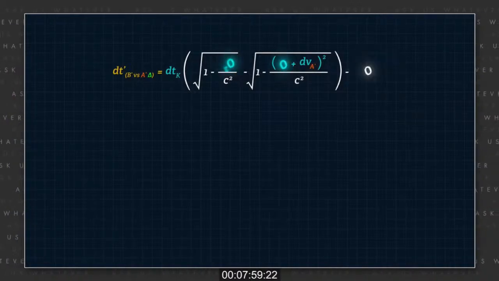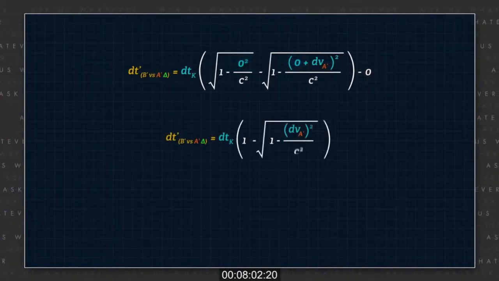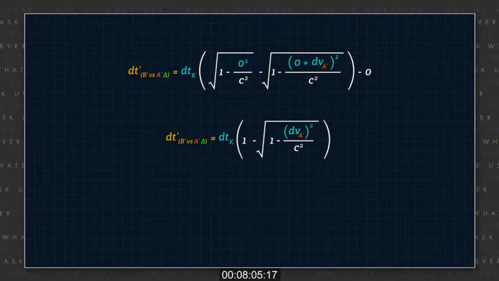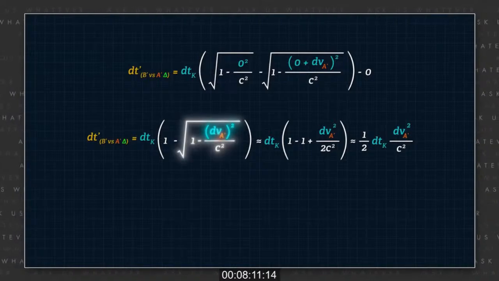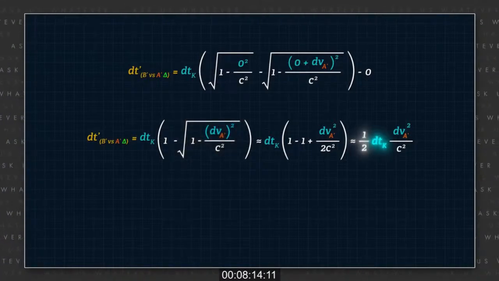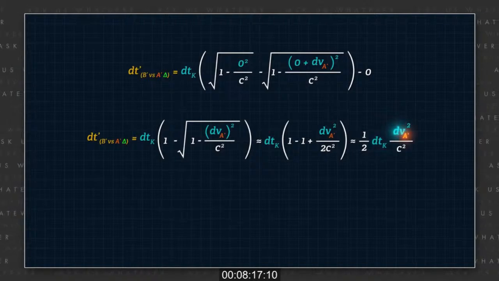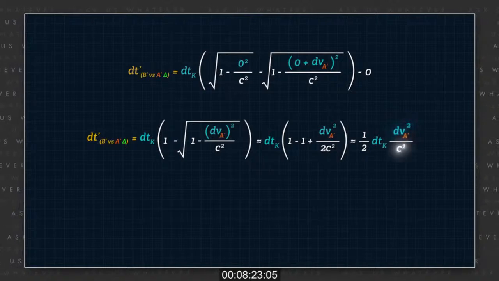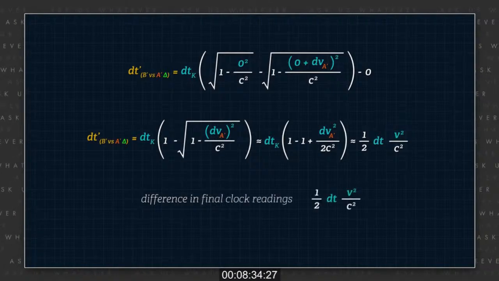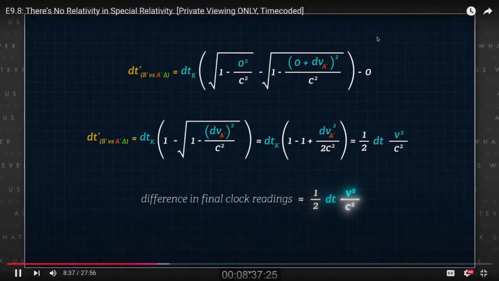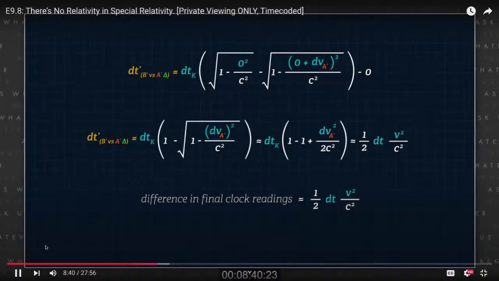When the speed of system S prime is 0 relative to system K, we can simplify our general formula to match Einstein's example. And if we use a Taylor series expansion to second order to approximate the square root term, we get approximately 1/2 the time elapsed on clock K times the incremental speed of clock A prime squared over c squared, when the speed of clock A prime is very slow compared to speed c. In Einstein's example, he labeled the incremental speed of the moving clock, what we call dV sub A prime, simply v. And so he obtained a difference in final clock readings of 1/2 dt times v squared over c squared when ignoring Taylor series expansion terms of fourth order and higher.